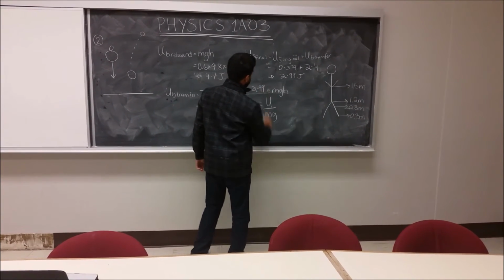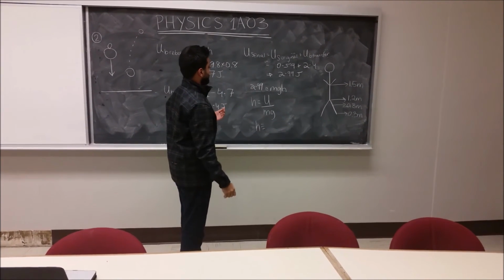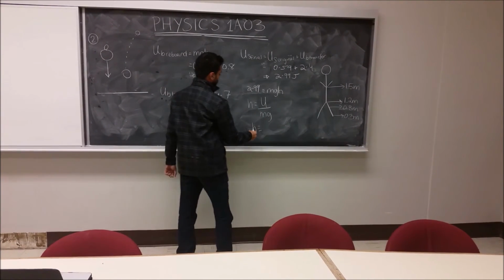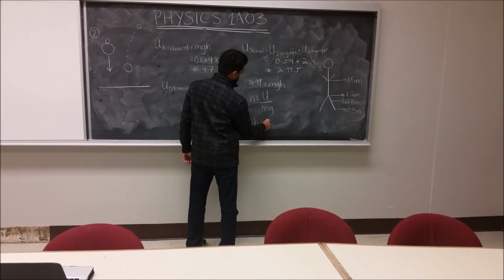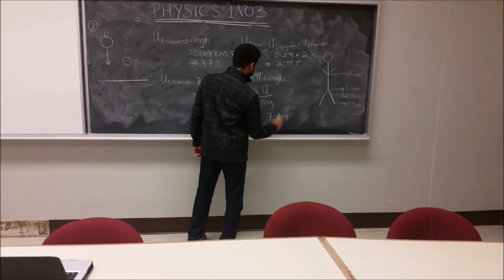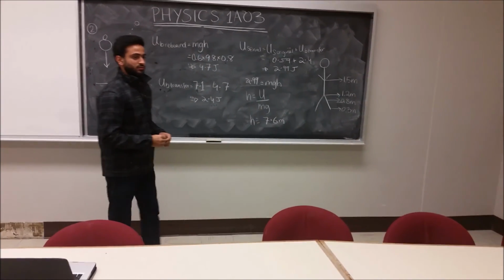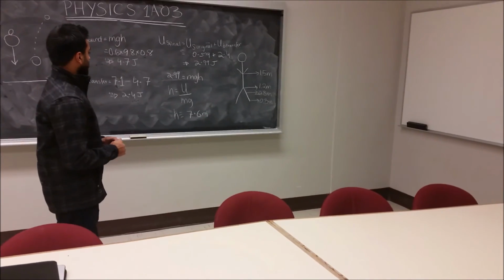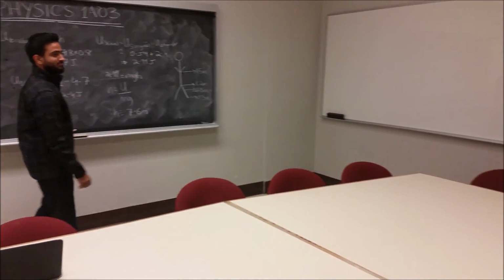We can use this potential energy to calculate how high the squash ball rises. And you get the height to be 7.6 meters. So that was a really good experiment by you, and you'll probably get an A+ for that. Yeah.